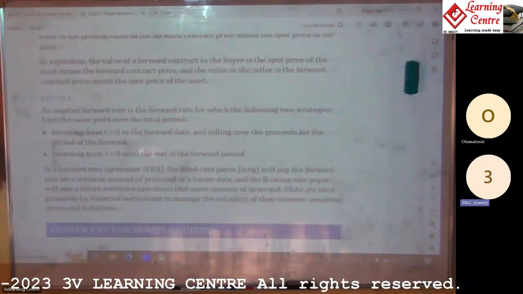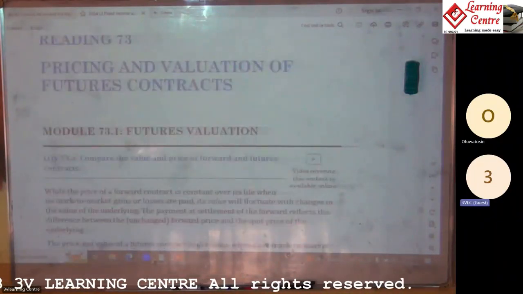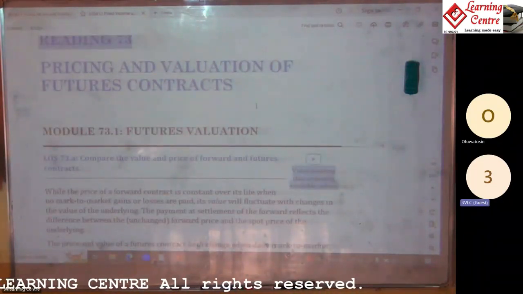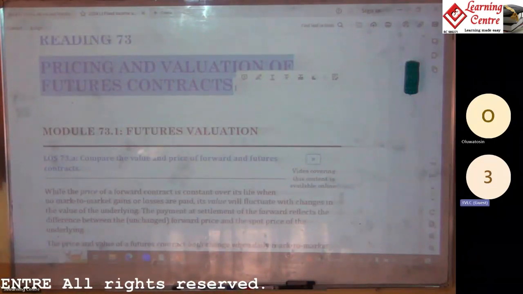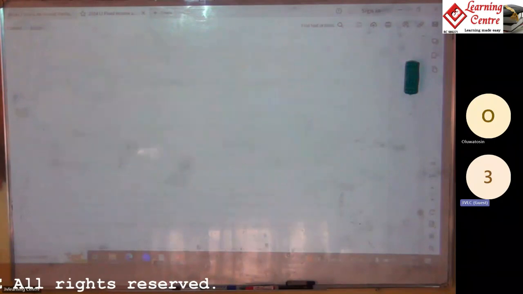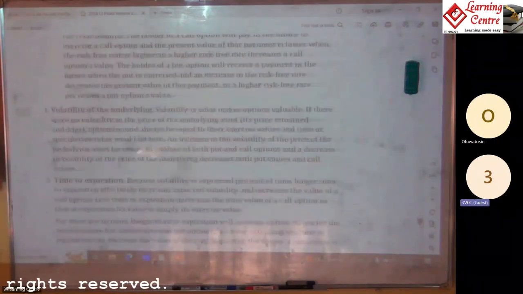So we'll continue with the pricing and valuation of futures contracts next week. So I think by next week we should be done with derivatives, give or take. It's not a lot.